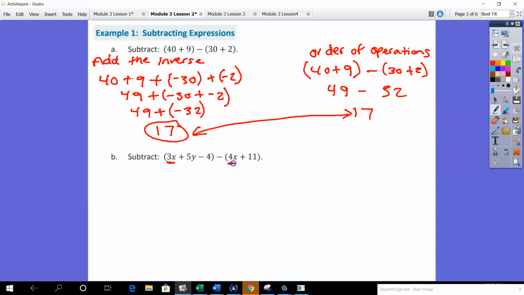So 3x and 4x, those are alike, but we need to show it in this way first. We need to show that additive inverse. So 3x plus 5y minus 4. So that's what we had at first. And then we're changing subtraction to addition, but then we have to do the opposite of both of the things that are in there. So plus a negative 4x plus a negative 11, doing the opposite of both things that are inside of those parentheses.